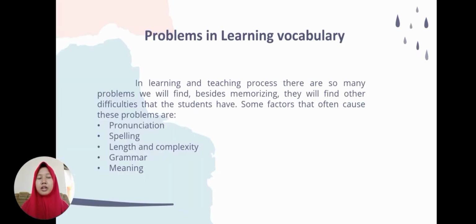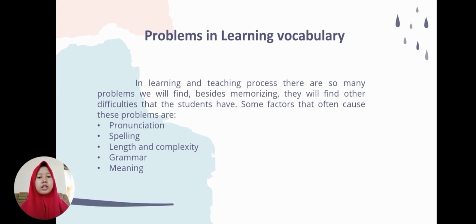Problems in learning vocabulary. In learning and teaching process, there are so many problems we will find. Besides memorizing, we will find other difficulties that the students have. Some factors that often cause this problem are: the first is pronunciation. Research shows that words that are difficult to pronounce are more difficult to learn. Potentially difficult words will typically be those that contain sounds that are unfamiliar to some group of the learners.